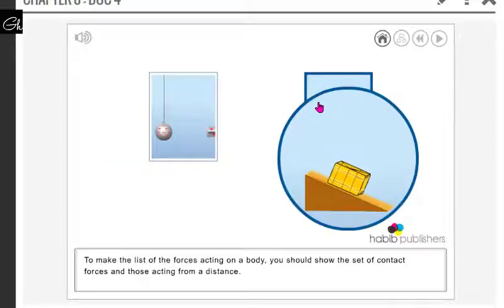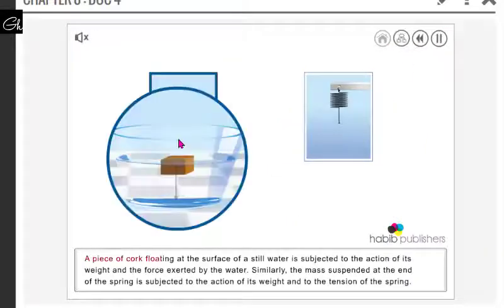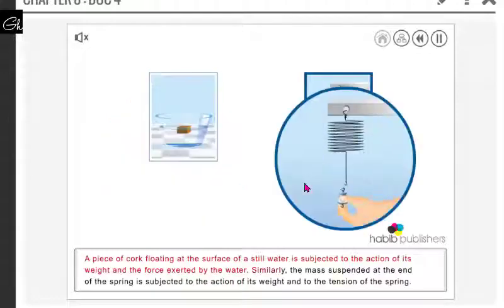Here in this figure, we have an object sliding along an inclined plane. For sure, we have the weight, the normal force, and finally, the friction force, which acts opposite to the direction of motion. The object is sliding downwards, so the friction force will be acting upwards against the motion of this object. Here in this figure, you can see an object floating over the surface of water. So we have two forces, the weight and the buoyant force.